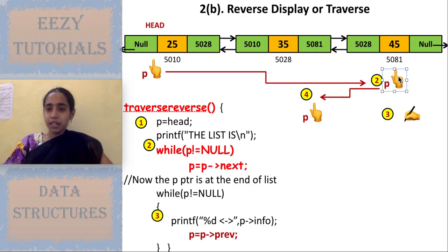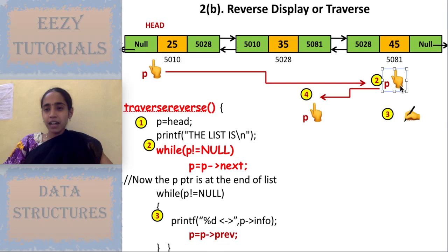So now from here I have to move P to the previous node. For printing, what I will be doing, print of %d with P of info. So P arrow info, if you are doing that, the information value will be printed. Now you have to move P to the previous. So you are having the pointer previous. So P is equal to P arrow previous.